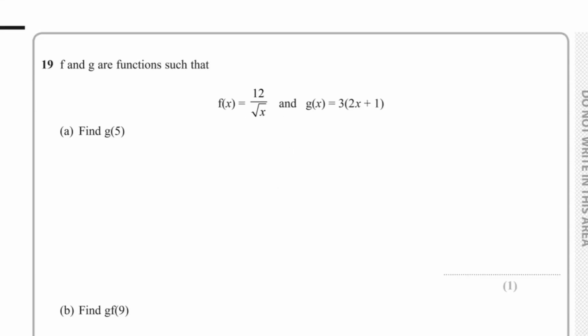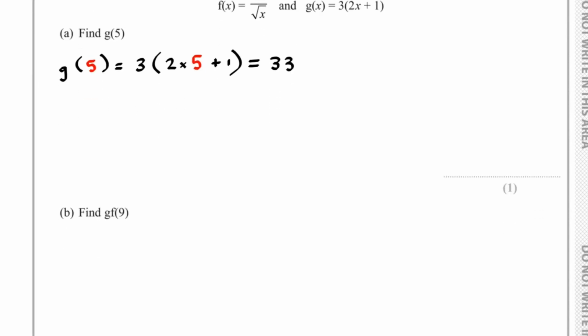Question number 19. F and g are functions such that f of x is equal to 12 divided by the square root of x, and g of x is equal to 3 multiplied by 2x plus 1. We have to find g of 5. Well, g of 5 is equal to 3 multiplied by 2 times 5 plus 1, which is equal to 33. So we have 33.